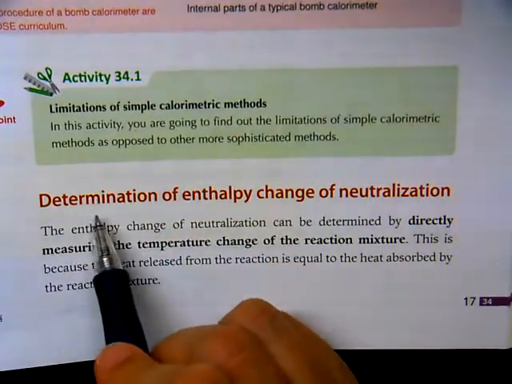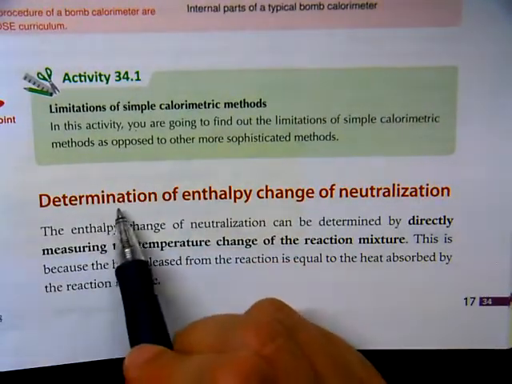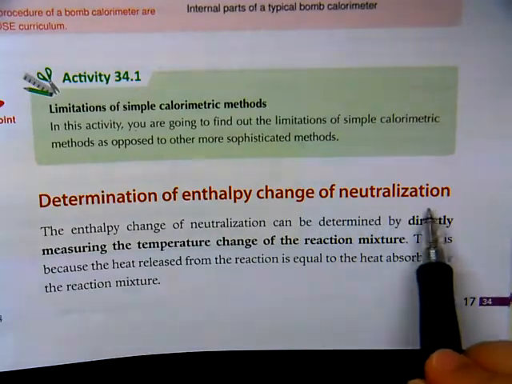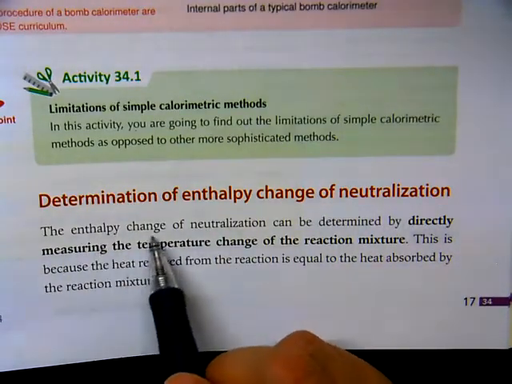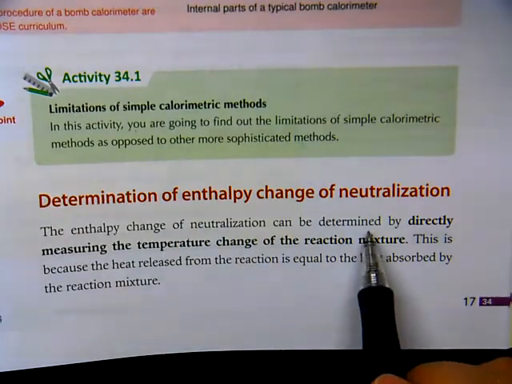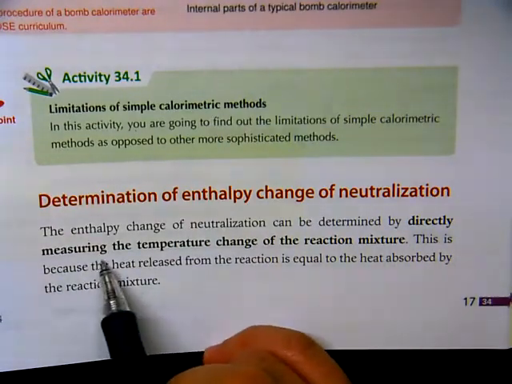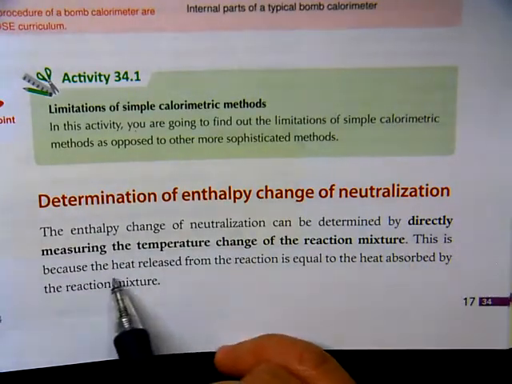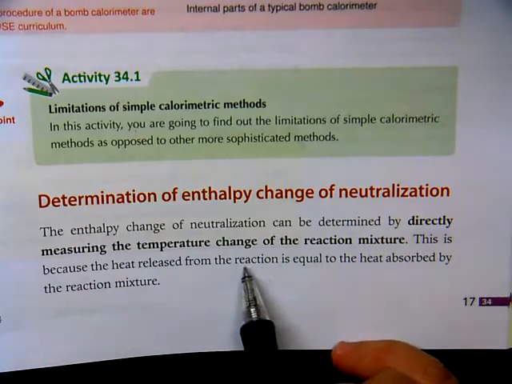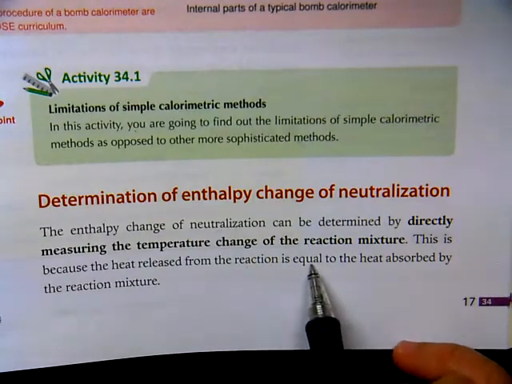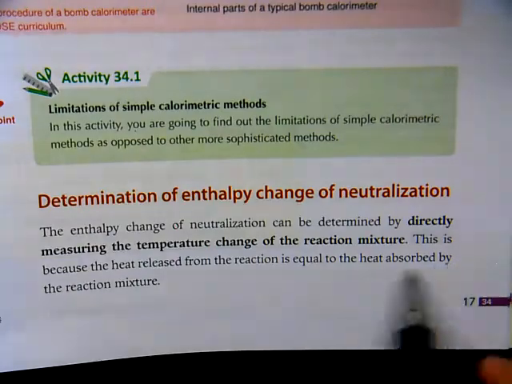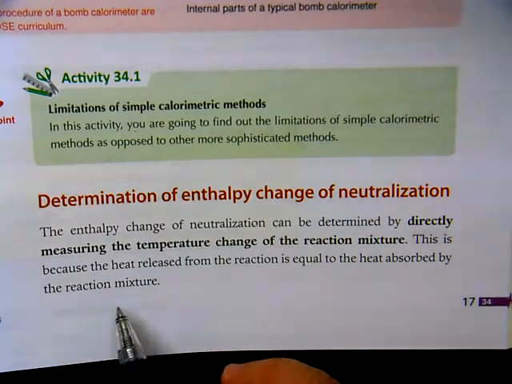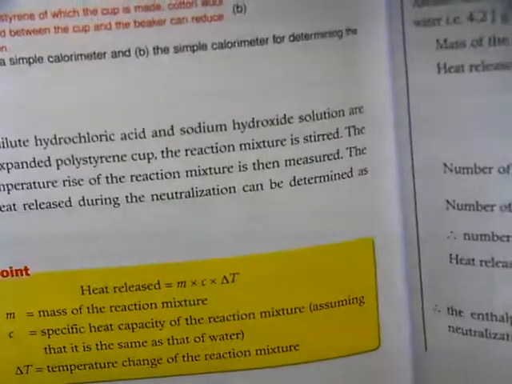Next, let's talk about an experiment to determine the enthalpy change of neutralization. The enthalpy change of neutralization can be determined by directly measuring the temperature change of the reaction mixture. That is because the heat released from the reaction, that means from the system, is equal to the heat absorbed by the reaction mixture. That means absorbed by the surroundings. Okay? Now you are going to carry out this experiment later.